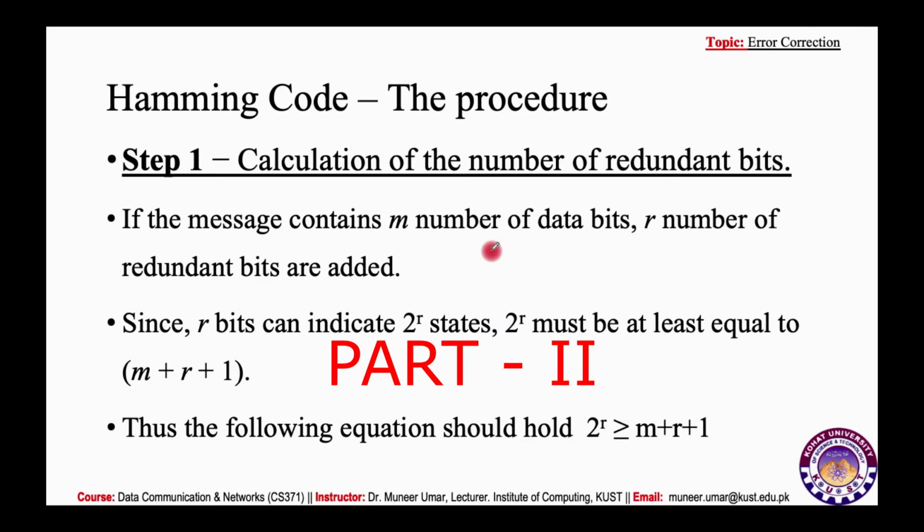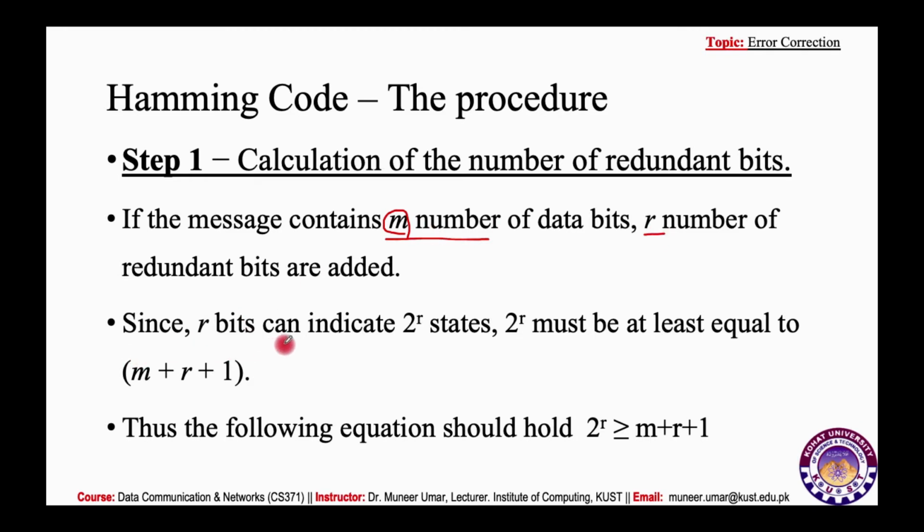So now we are starting with step number one in detail. If the message contains M number of bits, the data bits, then R number of redundant bits are added. The M can be 4, 5, 6, 8, 16, 32, any number of data bits. So we must add some additional bits denoted by R.